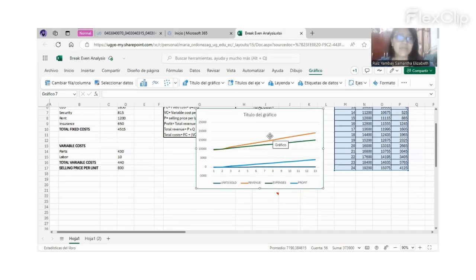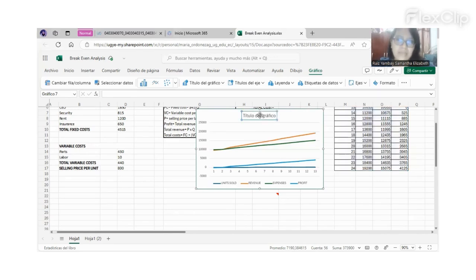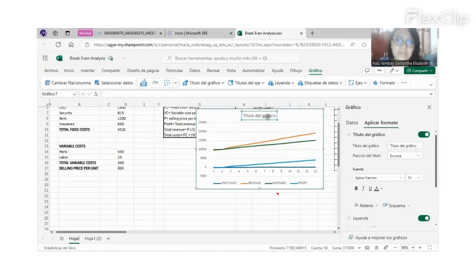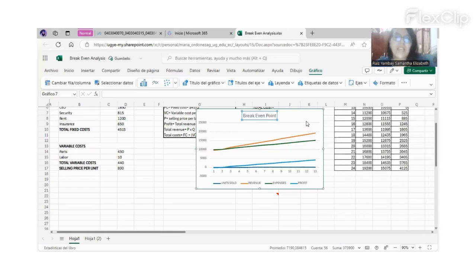And that was it. The last thing to do would be to change the title of the graph. So we'll double click and write break-even point. And that will be it.